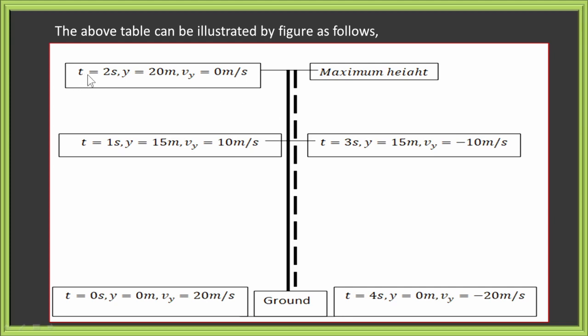And when t is 2 seconds, y is 20 meters, and vy is 0. vy 0 means the object has reached the maximum height. At the maximum height, the object can no longer go up because its kinetic energy is 0. As a result, it returns back down. At 3 seconds, y becomes 15 meters and vy is negative 10. You know why it is negative 10? Because the object is moving down. The direction of v is reversed or changed.